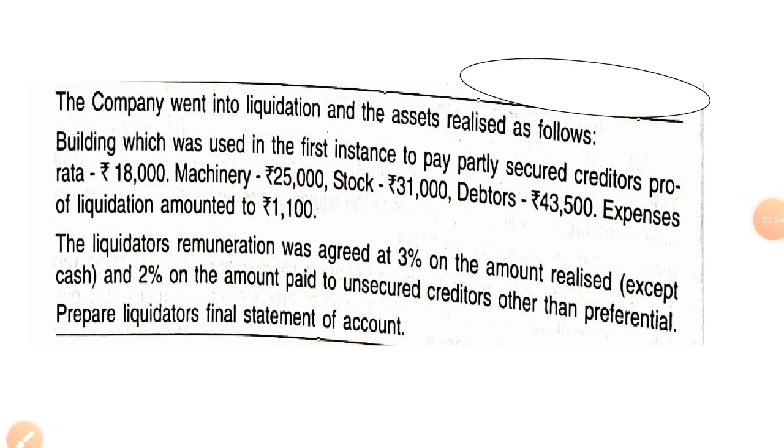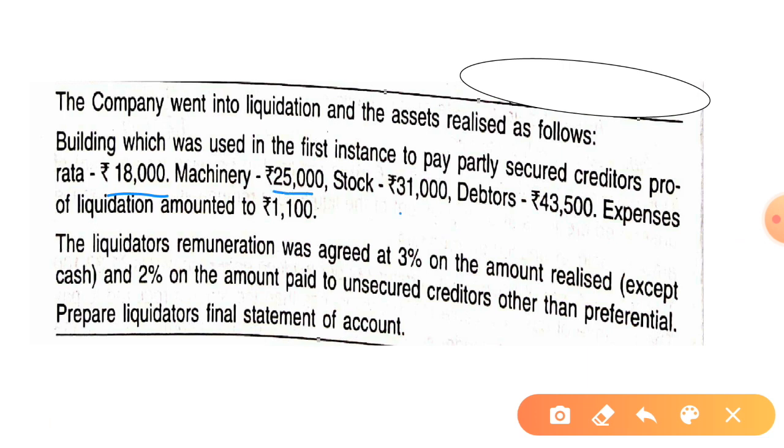Then they said the company went into liquidation and the assets realized as follows. So building they have given, building which was used in the first instance to pay partly secured creditors pro rata 18,000. So only 18,000 is available, so we have to equally distribute it among all those partly secured creditors. And there is machinery, stock, debtors. Always remember, these are the assets realized. The assets which are not realized, we are not supposed to take that amount. So we have to take only these many, right?